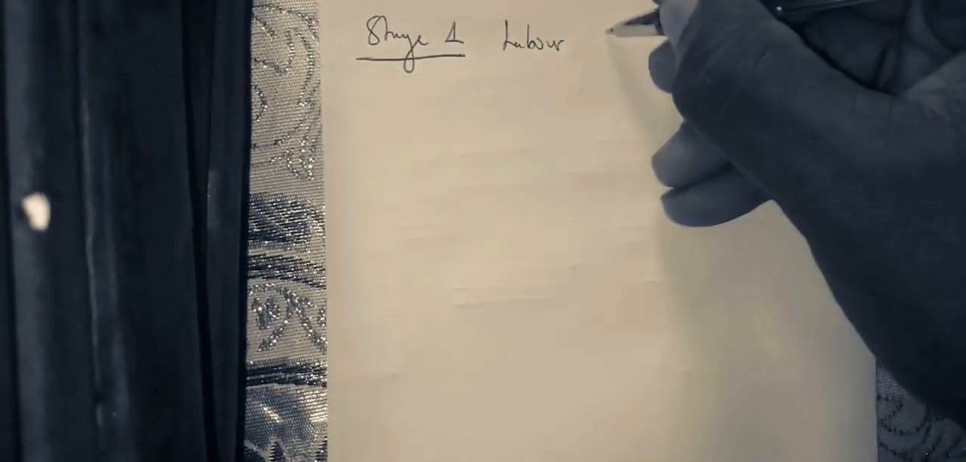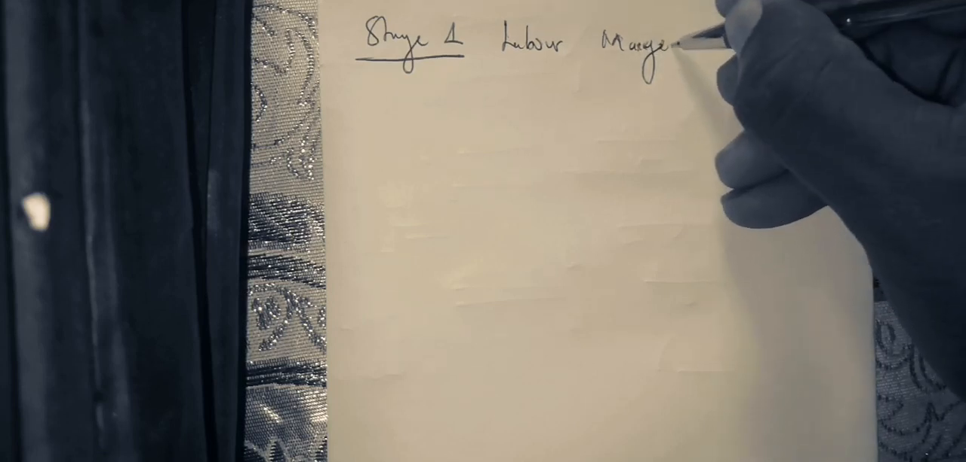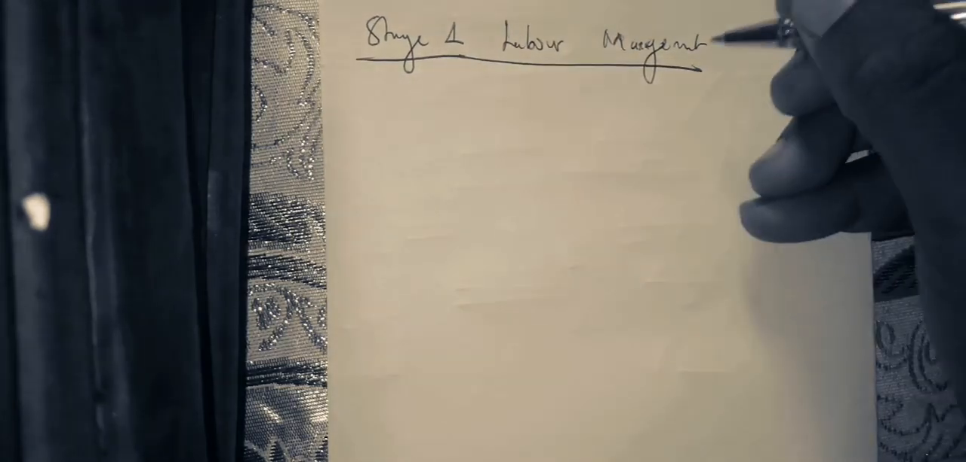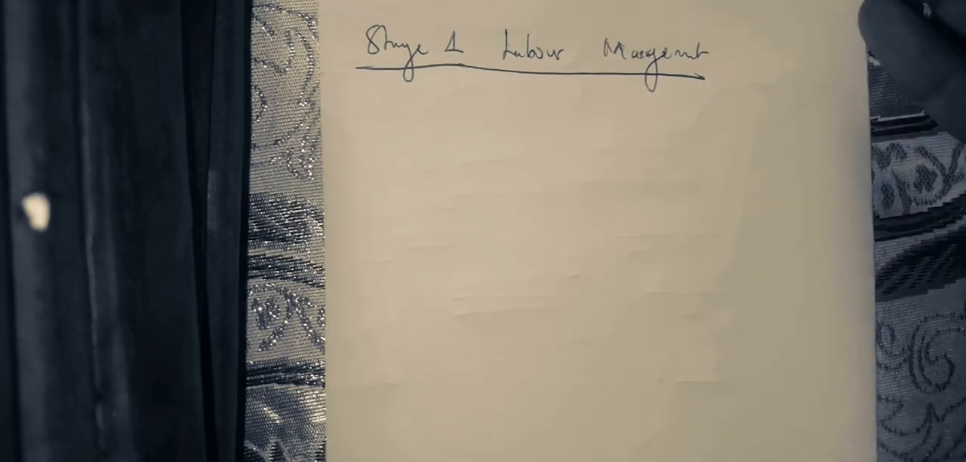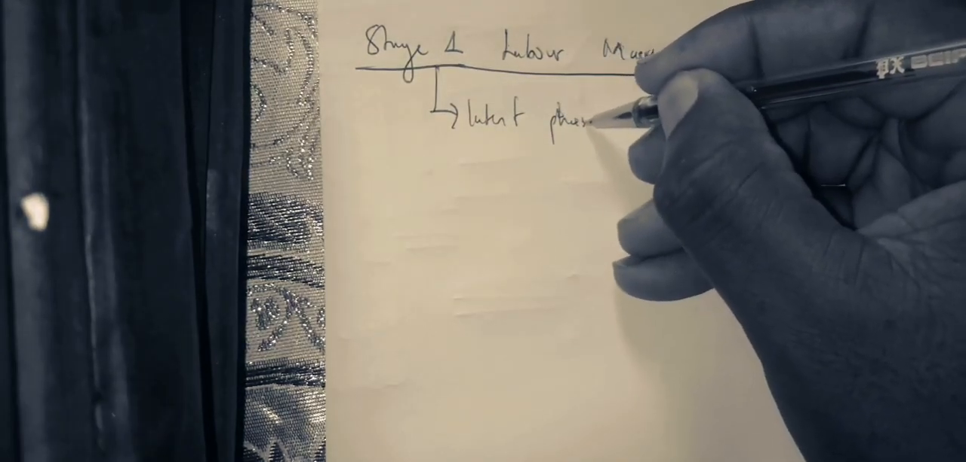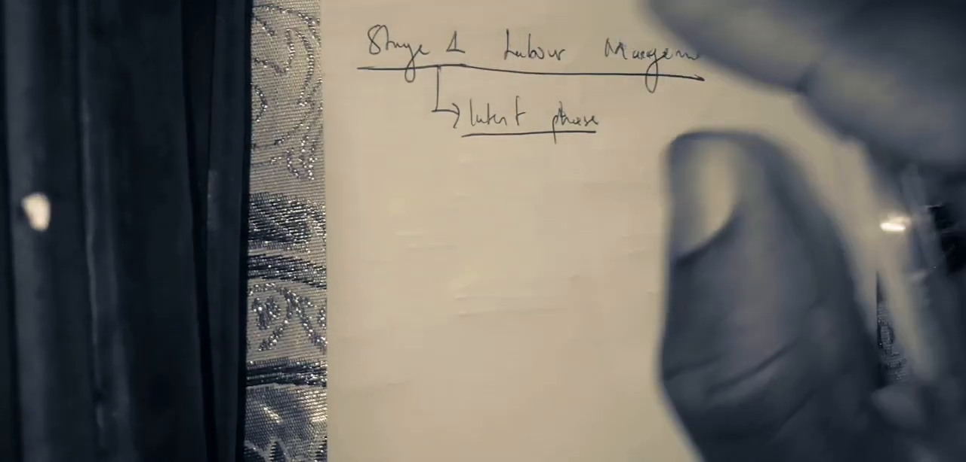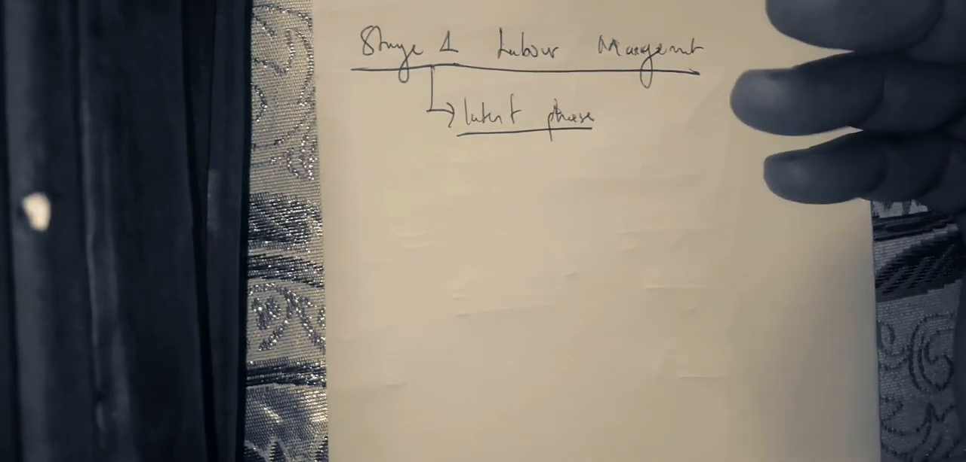Now, let's start by managing stage 1 of labor. When you manage stage 1 of labor, you need to know that it is divided into the latent phase and the active phase. In the latent phase of labor, generally you do nothing to the patient.